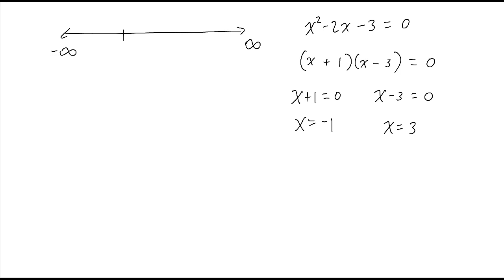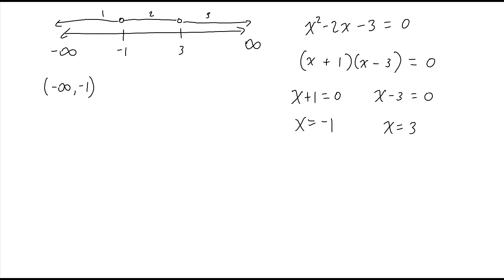I want to make sure I put these in order too. I don't want to move those around. Okay, -1 and +3. If these are my restrictions, then that's going to break my domain into 3 intervals. The first one says -infinity to -1.